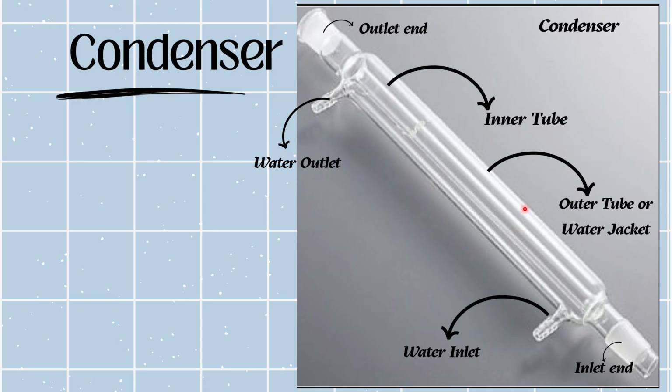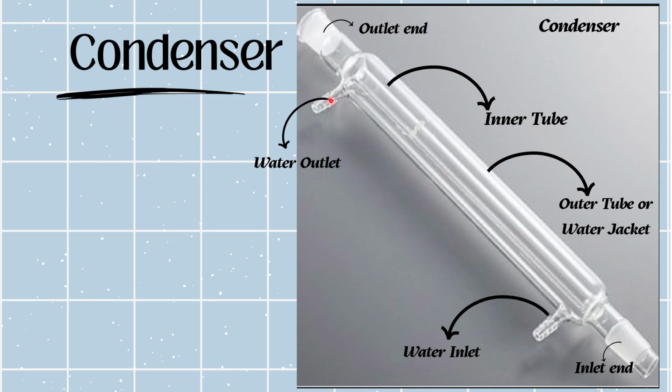This outer tube is also called the water jacket. Why? Because there is continuous flow of cold water. This cold water allows the steam inside this inner tube to cool down, and slowly and steadily that cooled steam will get converted into liquid and start condensing, and then we can collect that liquid in another container. Now as you can see here, we have two openings or entry points. This one is called the water inlet and this one is called the water outlet.